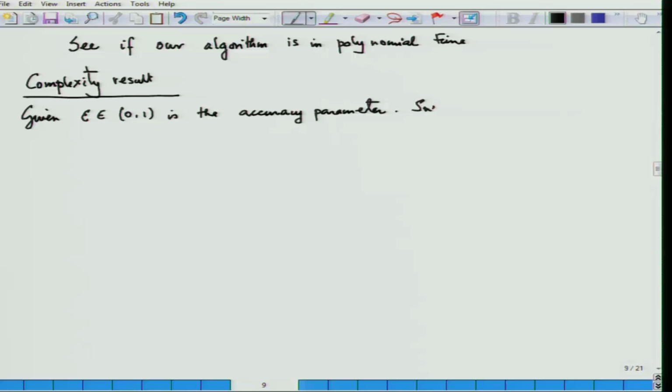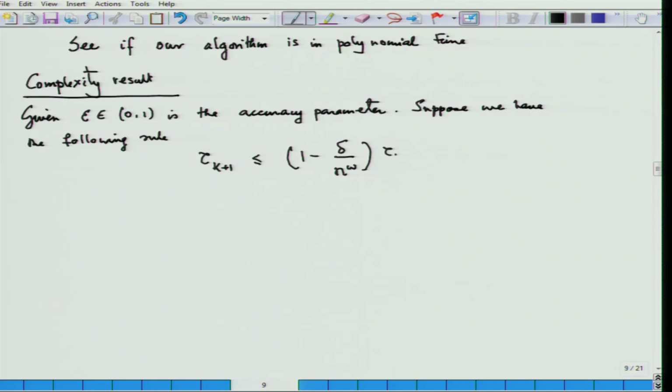So, suppose we have the following rule, that you are generating a sequence where the duality parameter at the k plus 1th iteration satisfies this expression, this recurrence relation, for some delta and omega positive.